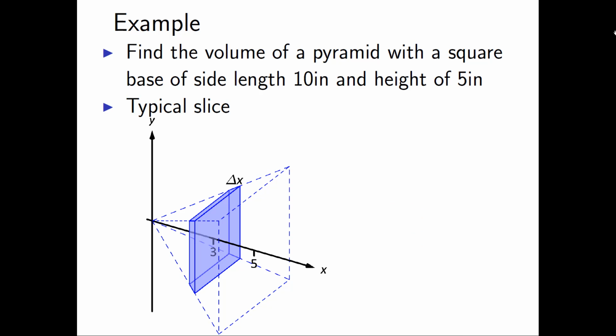This particular one is at x equals 3, so the side will be 6 by 6. But the height of the cuboid, now that we have a three-dimensional thing, is delta x. So in general, one of these slices is 2x by 2x, with delta x width. Because it's a cuboid, it's very easy to find the volume. We just take width times length times height, so that's 2x multiplied by 2x multiplied by delta x.